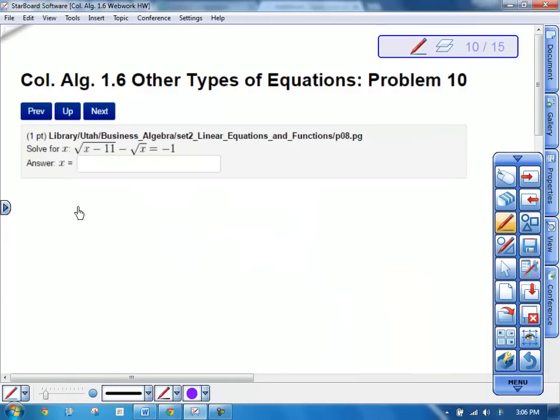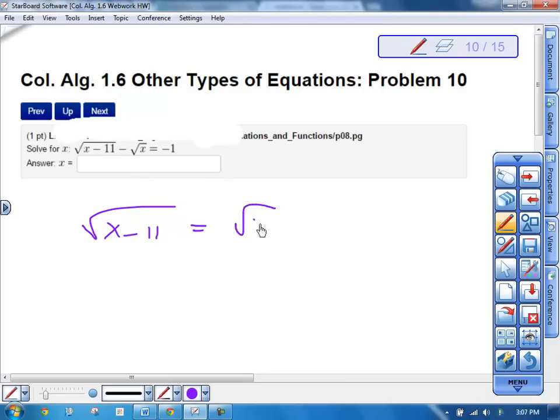All right, the next one, we're going to square everything again. Actually, what I'm going to do first is make it square root of x minus 11 equals the square root of x minus 1. So I just moved the square root of x to the other side. Now I'm going to square both sides. Now you have to square this, you have to FOIL it. So don't forget to do that.